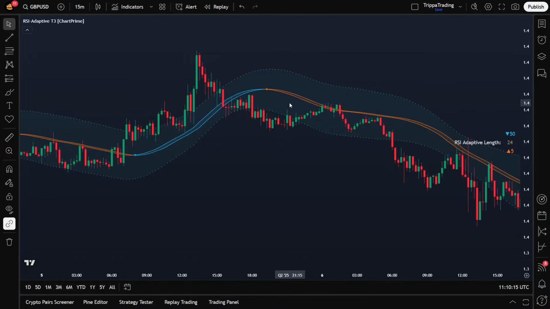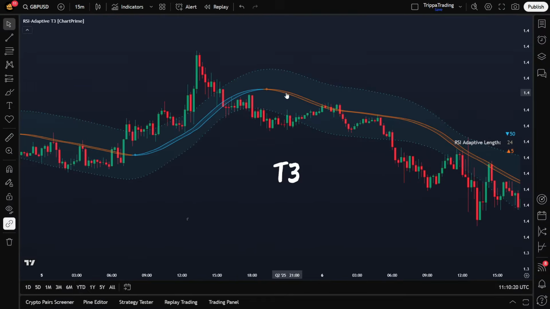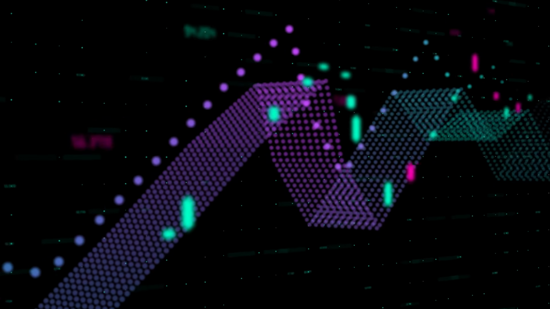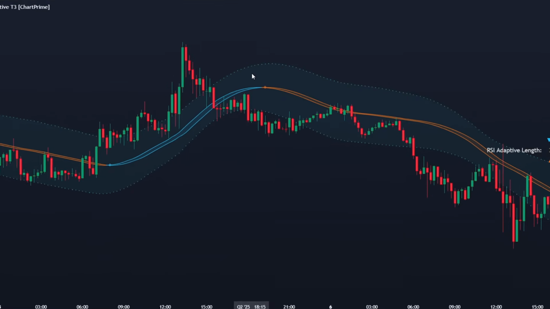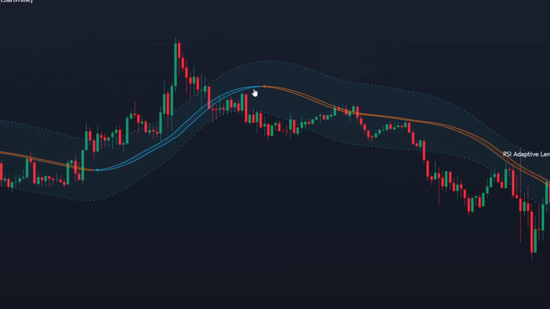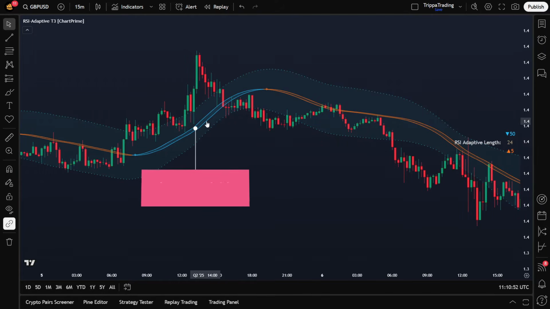Now let's understand what this indicator actually does. At its core, this is a trend-following indicator. It uses the T3 smoothing algorithm, originally created by Tim Tilson, which is known for filtering out noise better than traditional moving averages. But here's the cool part. This version uses the RSI to make the T3 smoothing length adaptive. That means it adjusts in real time, depending on the RSI conditions. So if the market is volatile or calm, the indicator responds accordingly and gives you a smoother, more reliable view of the trend.